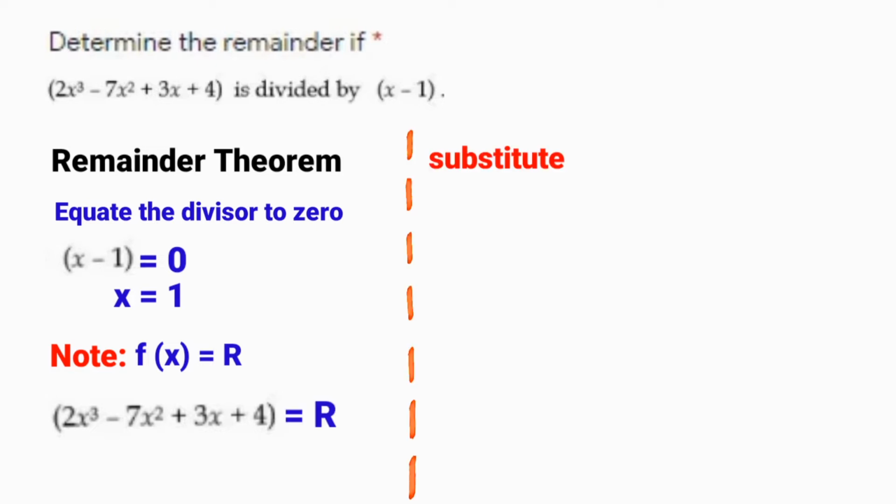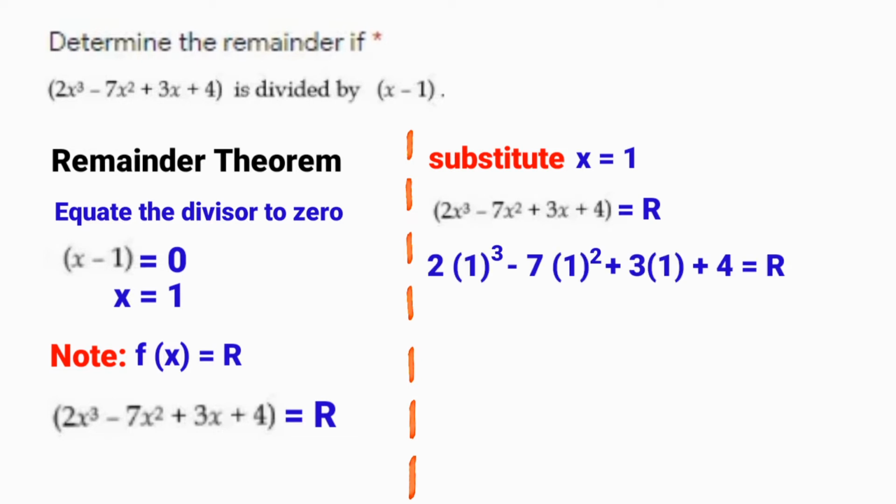Substitute x is equal to 1 to the equation. We will get 2 times 1 cubed minus 7 times 1 squared plus 3 times 1 plus 4 is equal to r. 2 times 1 cubed is 2. Negative 7 times 1 squared is negative 7. 3 times 1 is positive 3. Plus 4 is equal to r. 2 minus 7 plus 3 plus 4 is equal to positive 2. So r is equal to 2. Therefore, the remainder is 2.